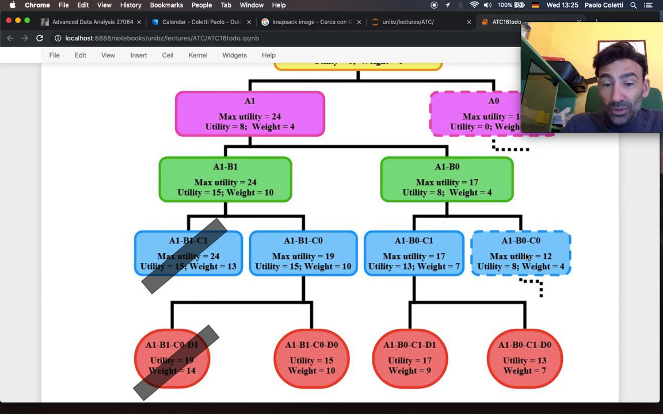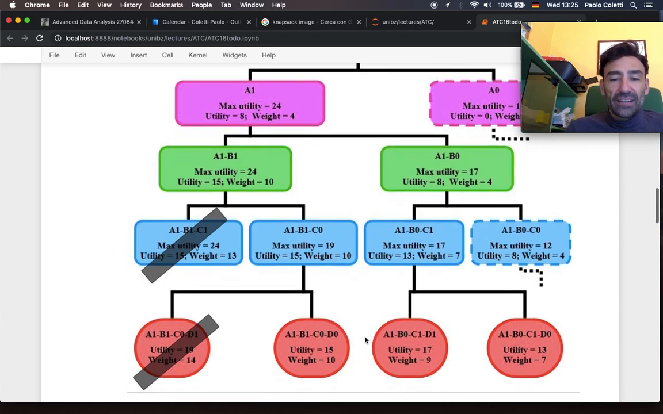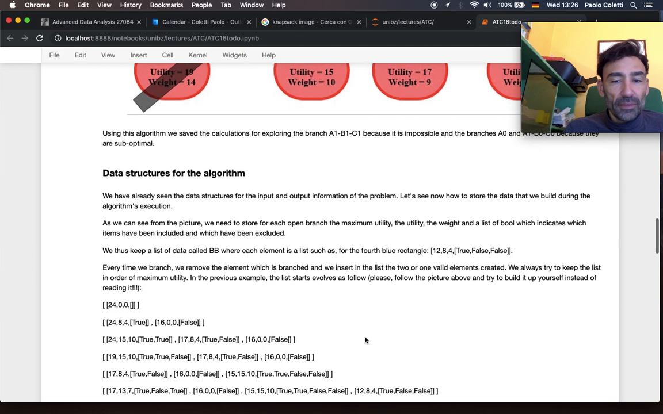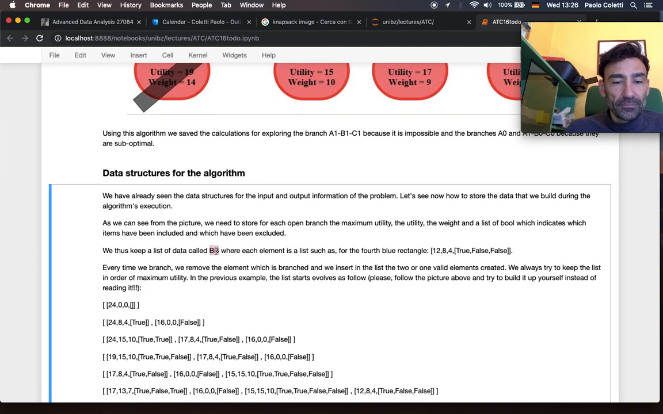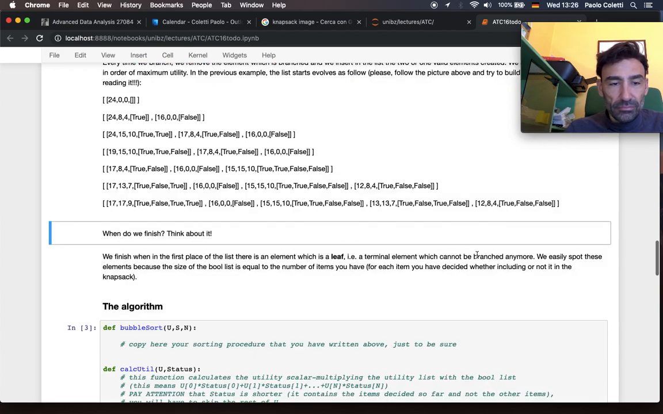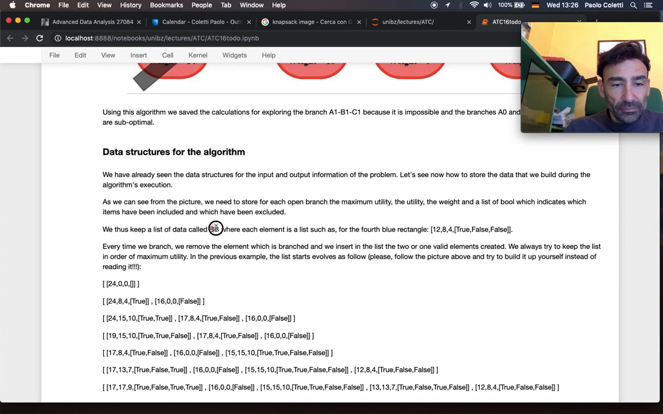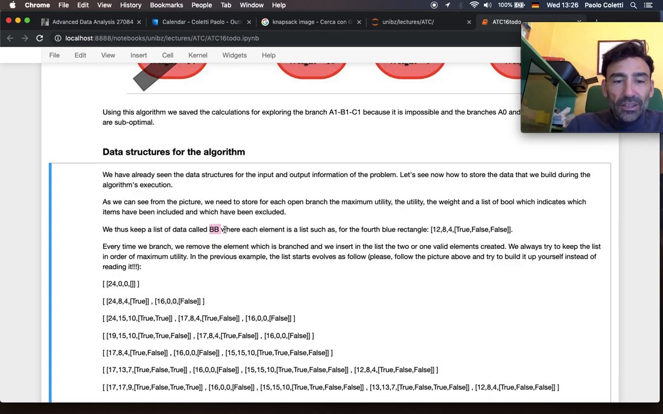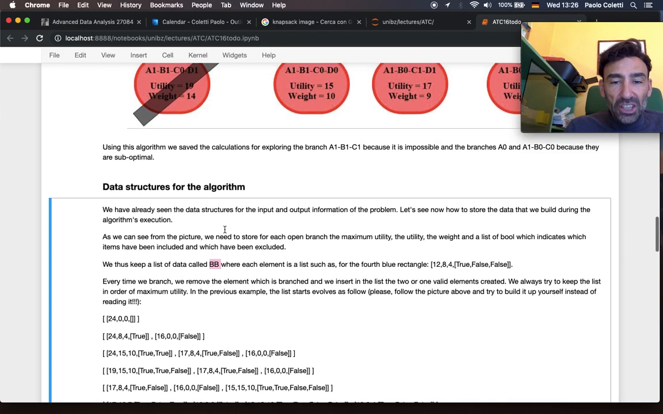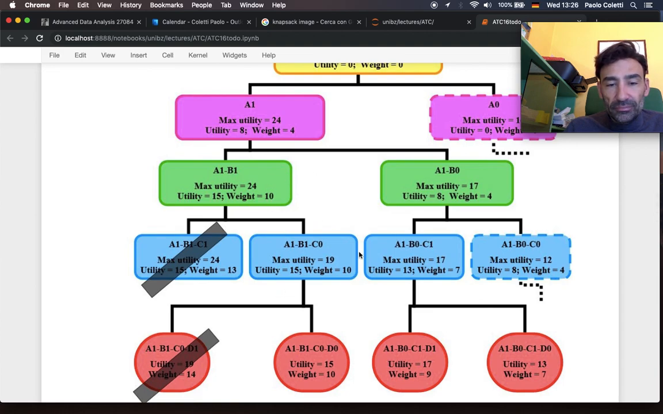So we need a data structure to put these things inside. Guess which data structure we have? It will be a list, because the data structure must also be kept in order. So we build a data structure called BB. BB means branch and bound. In this data structure we'll have elements. Each element will be a branch. So which information do we need for the branch? For the branch we need information on the maximum utility, on the size, and this information here.